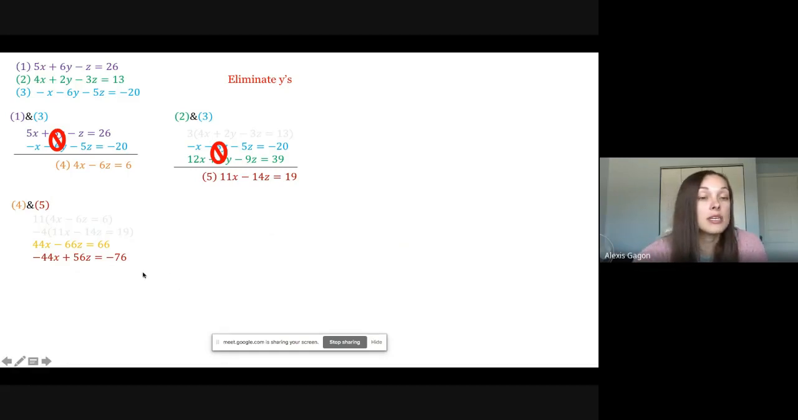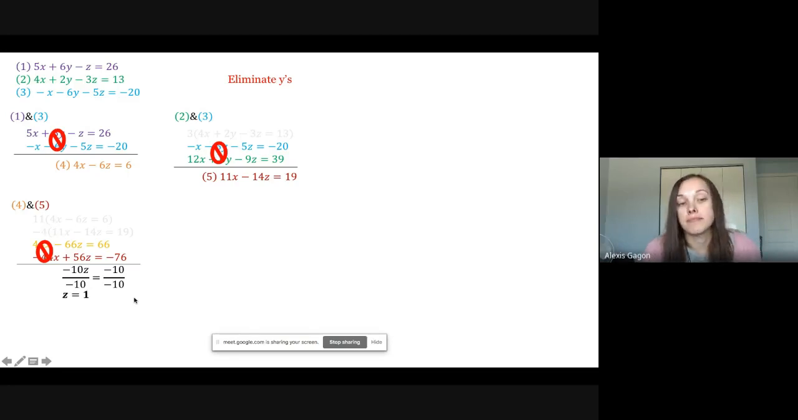Then we can add these because now our x's are going to cancel. Negative 66z plus 56z is negative 10z. And then 66 minus 76 is negative 10. Divide by that negative 10, and you end up with z equals 1. Okay.